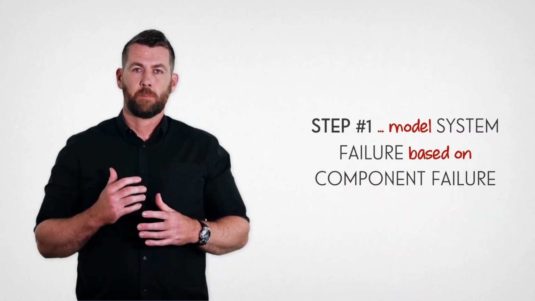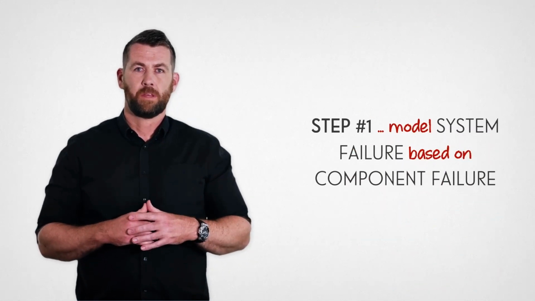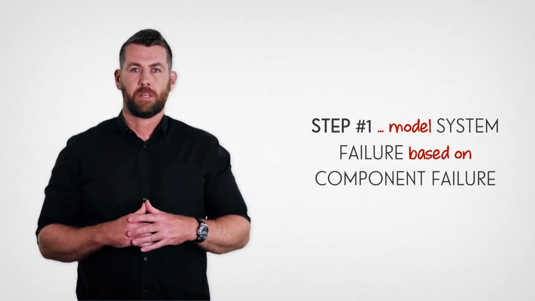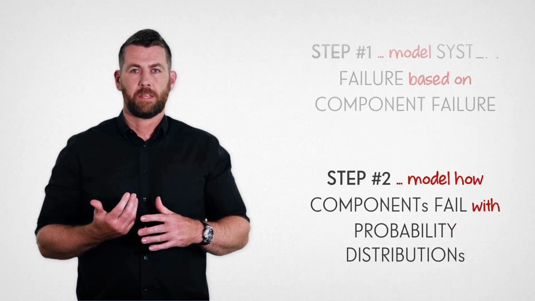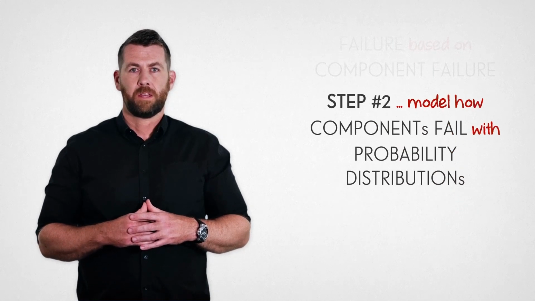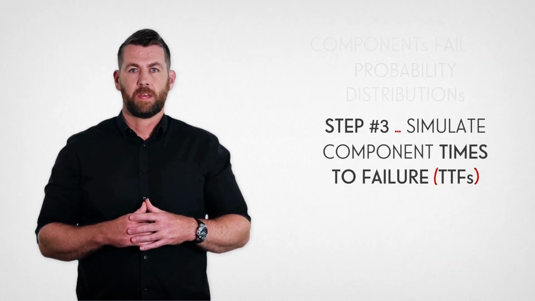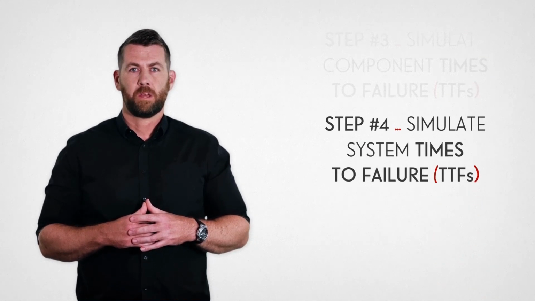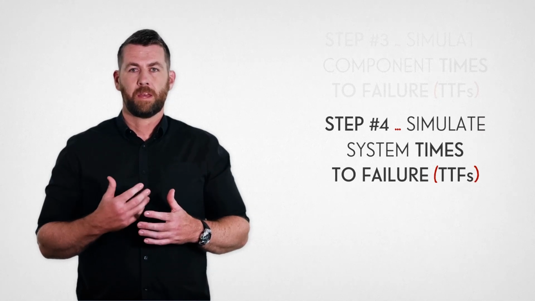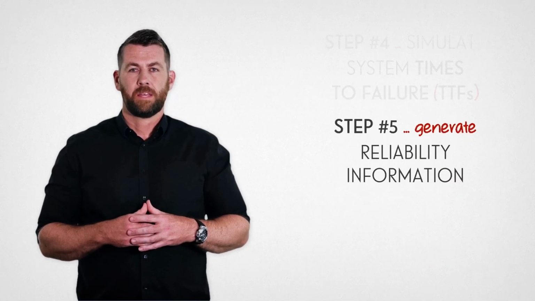The first step of Monte Carlo Simulation involves modeling how the system fails based on component failure. Second, we model how components fail with probability distributions. Third, we randomly simulate each component's time to failure. Fourth, we simulate system time to failure based on simulated component time to failure. And finally, we use simulated system times to failure to generate reliability information.